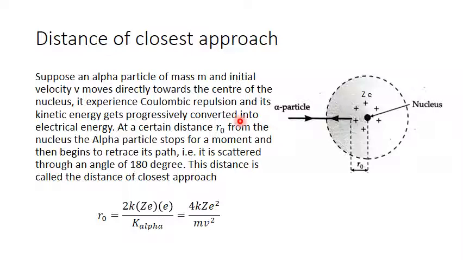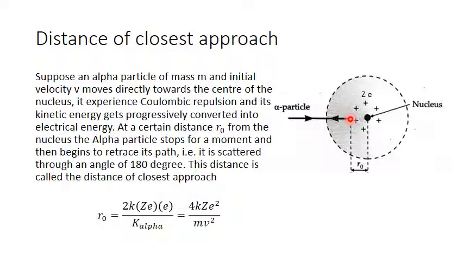in the opposite direction. Now, at a certain distance r naught from the nucleus, the alpha particle stops for a moment and then begins to retrace its path, that is, it is scattered through an angle of 180 degrees. So what happens is, as the alpha particle slowly approaches the nucleus, it moves to a certain distance where its motion becomes almost zero, or there is no motion. The velocity almost becomes zero. The alpha particle then moves backwards.